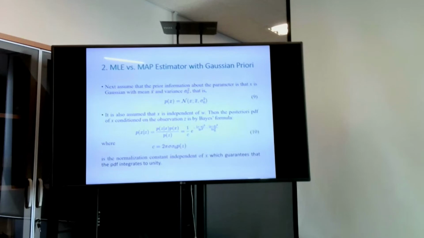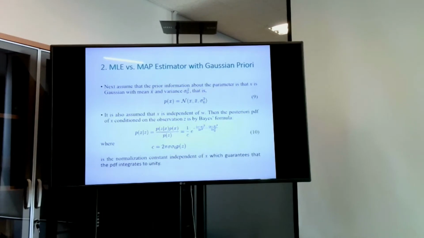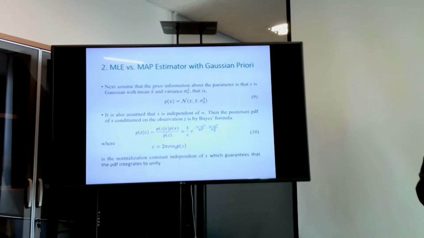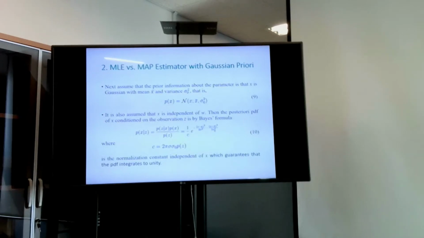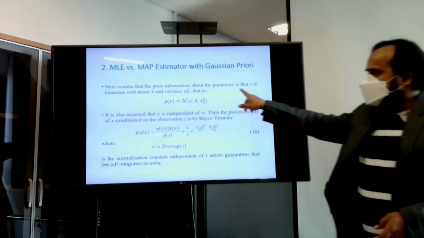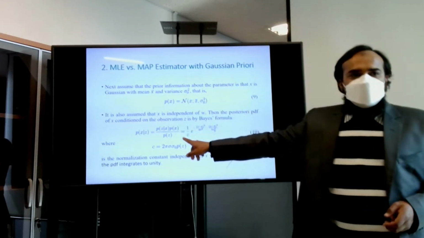Okay, understand? When we apply MLE, if there is no p of x, then we just apply the maximum likelihood. We just differentiate our given parameter, like p of z conditioned on x, and equate it to 0. And if we know the prior information like this one, then we apply the Bayes formula.